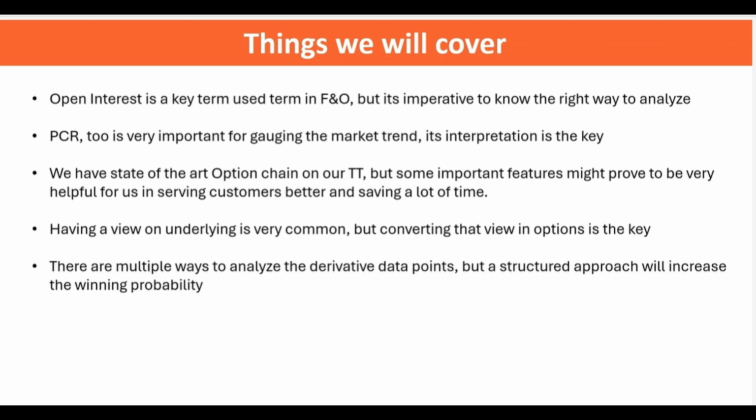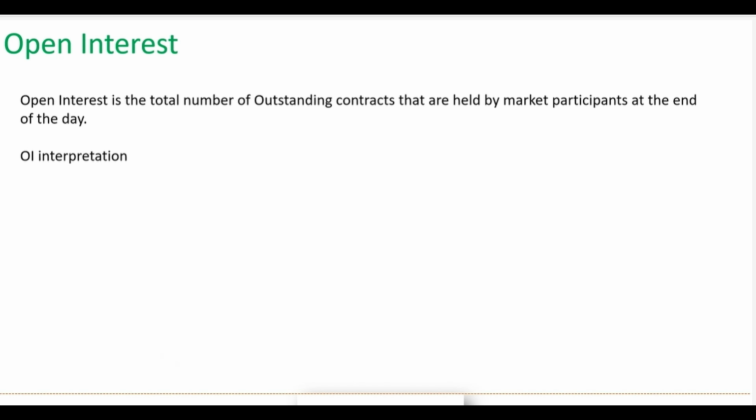So a couple of you are right. Open interest is nothing else but the number of open contracts, the number of outstanding contracts which have not been squared off. They might be long as well as short, held by all the market participants at the end of the day, or it can happen even on a real time basis.